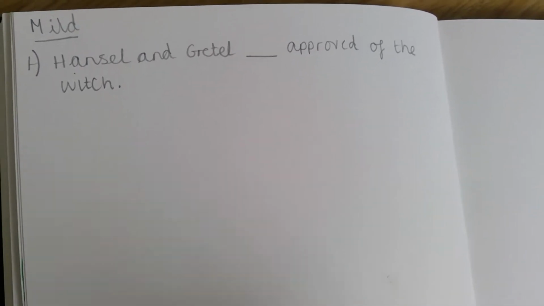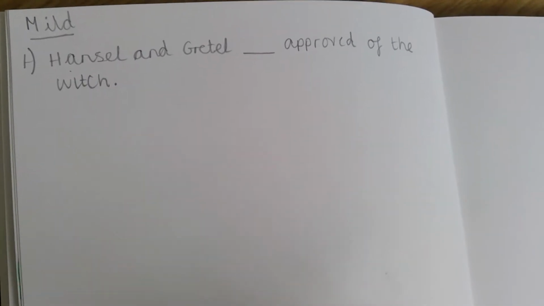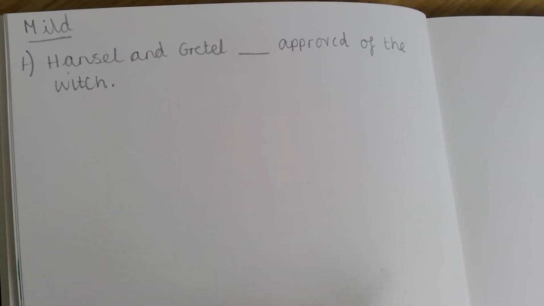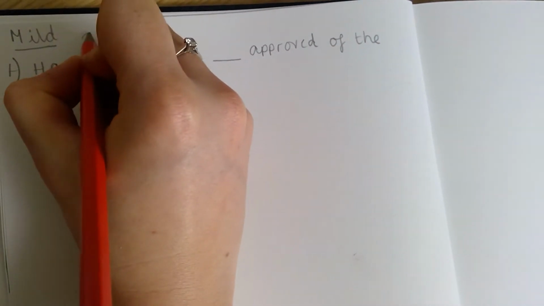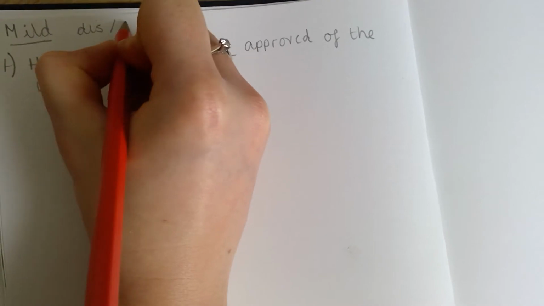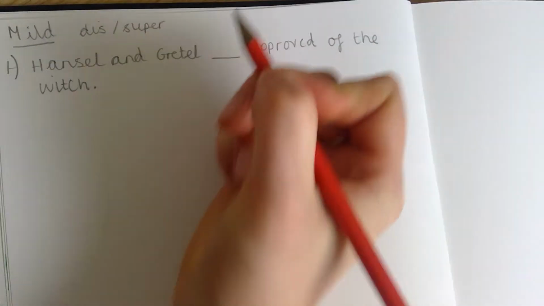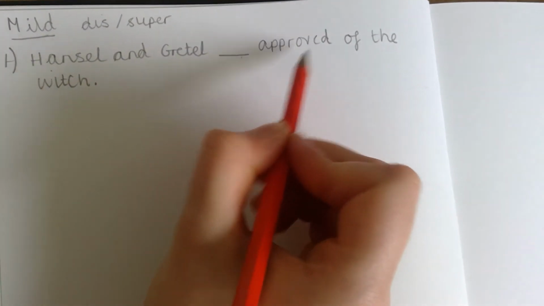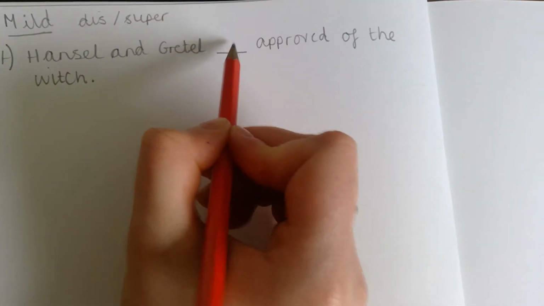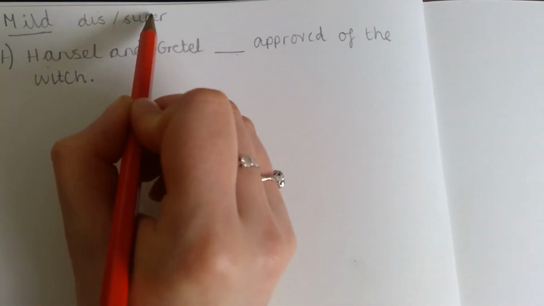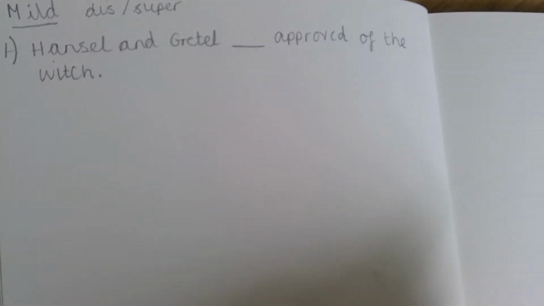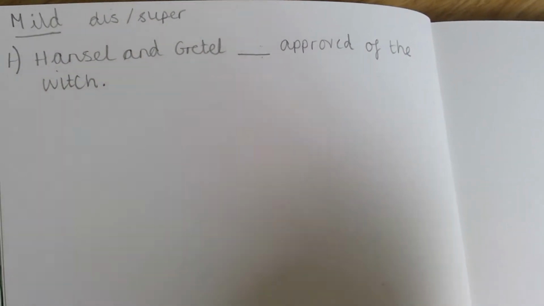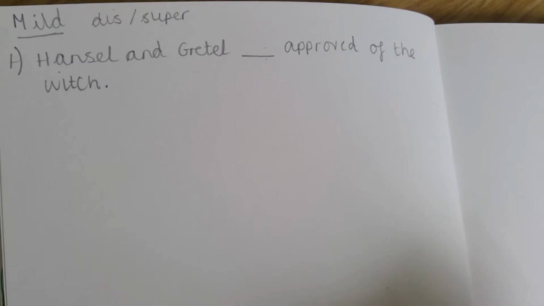Okay, so the next thing we need to do is we need to think, is it dis or super? So as you can see on the PowerPoint, we have to add either the prefix dis or super. And you can even write this at the top of your page if it helps you. So which one goes at the start? Is it dis or super? And to figure this out, the best thing to do is to say the word with both. So is it disapproved or super approved? Okay, so what I'd like you to do is pause the video and write whether it's dis or super that goes in the gap.